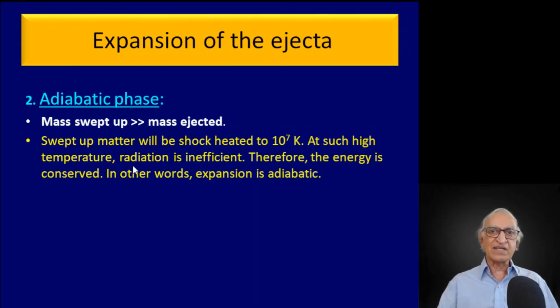And at such high temperatures, radiation is inefficient. Radiation is essentially due to bremsstrahlung, which is not a very efficient radiation mechanism. Radiation due to electronic transitions is not possible at such very high temperature. Therefore, the total energy is conserved. In other words, the expansion will be isentropic or adiabatic.